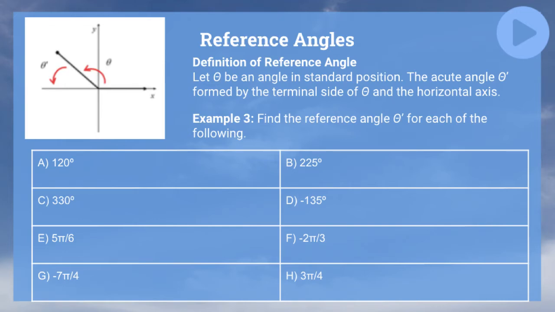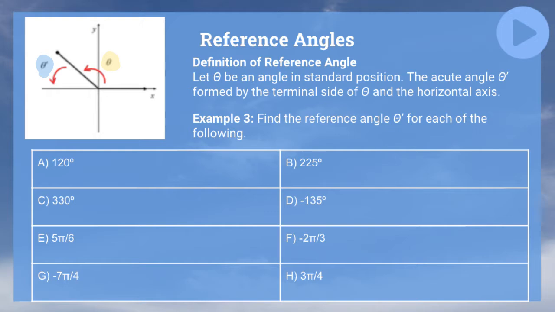Your reference angle is the angle associated with the angle theta, where your reference angle is acute. Now, angle theta is your given angle, but the reference angle is this angle theta with a little apostrophe. And always keep in mind that your reference angle must be acute.